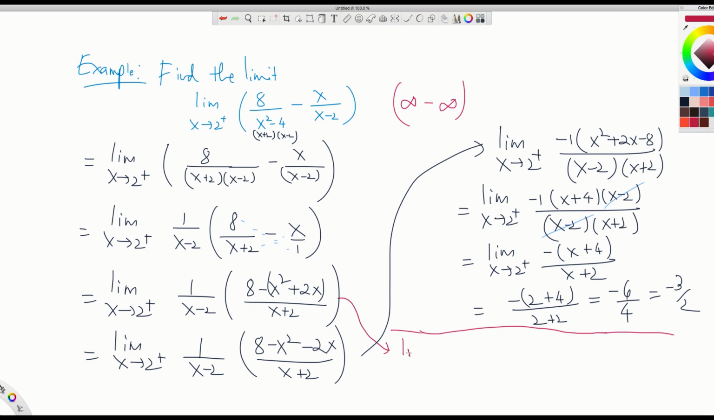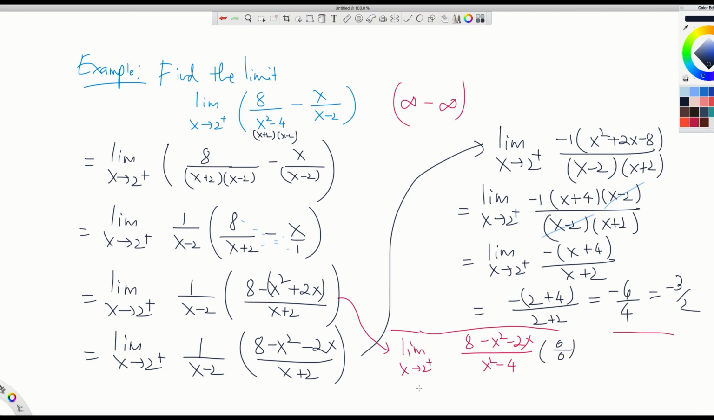So what do I get? Limit x tends to 2 plus, right? And on the top, I got 8 minus x squared minus 2x, divided by, on the bottom, x minus 2 times x plus 2, which is x squared minus 4. So if you take the limit, what form do you get here? You get 8 minus 2 squared is 4, minus 2 times 2 is 4, 8 minus 4 is 4, minus 4 is 0, right? If you plug that in here, you will get 0 over 0. So you can use L'Hopital's rule here, right?